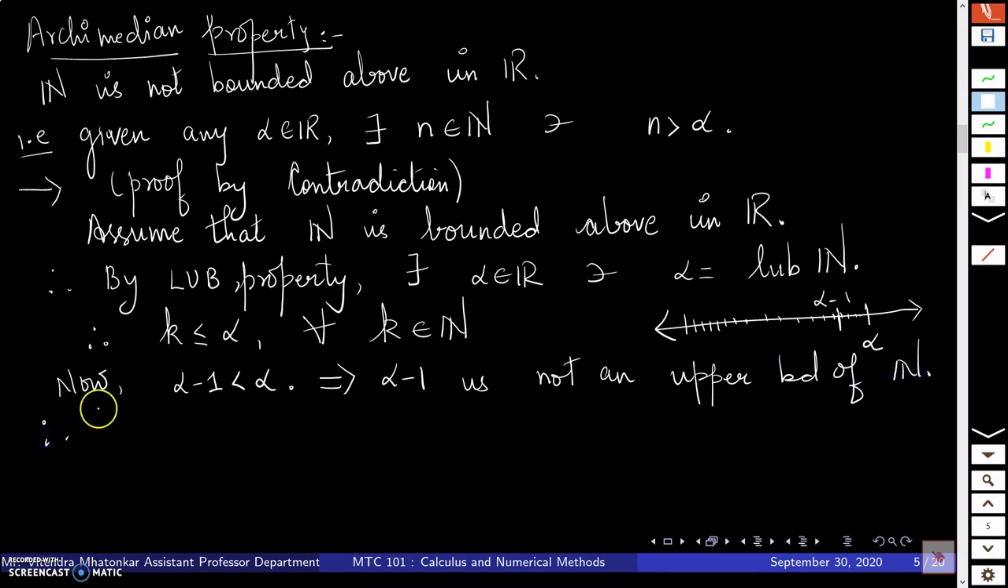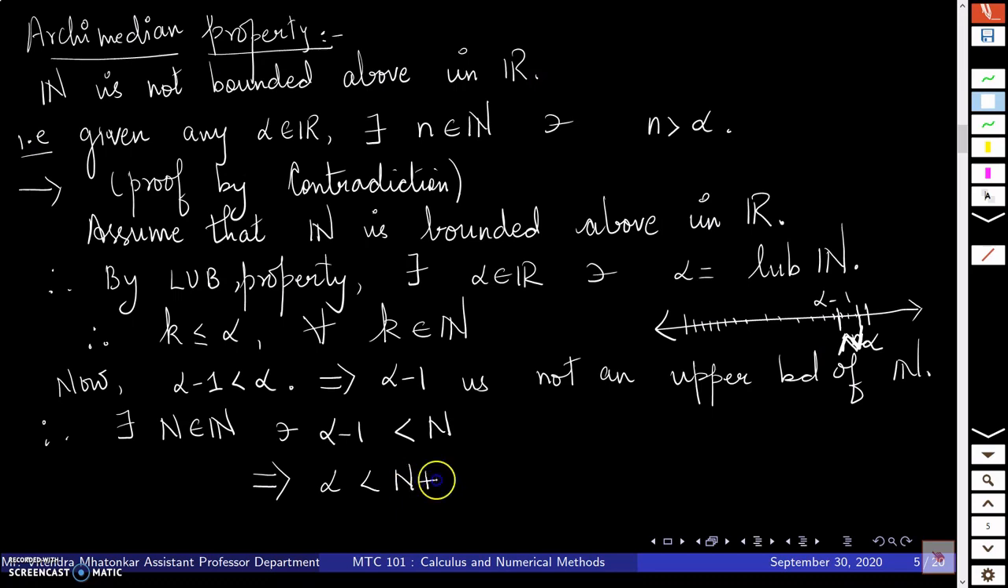That means I'll be able to find one natural number which is greater than alpha minus 1. So there exists a natural number, let's say capital N, since I have already used small n, such that N is greater than alpha minus 1, because alpha minus 1 is not an upper bound. So I can add 1 on both sides, which gives alpha is strictly less than N plus 1. Now capital N is a natural number, and if I add 1 to a natural number, I again get a natural number. So N plus 1 is a natural number.